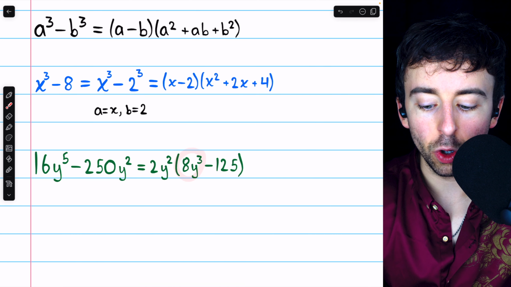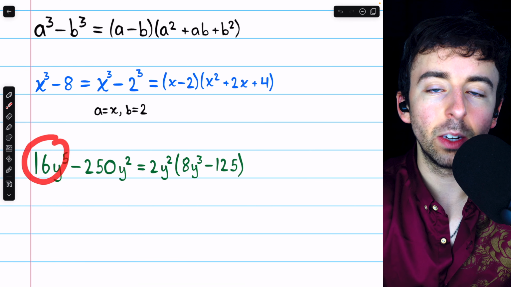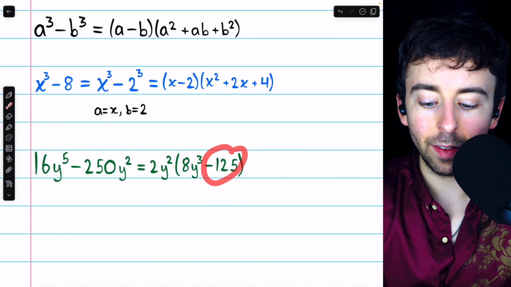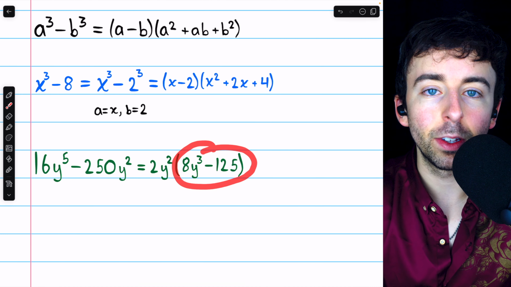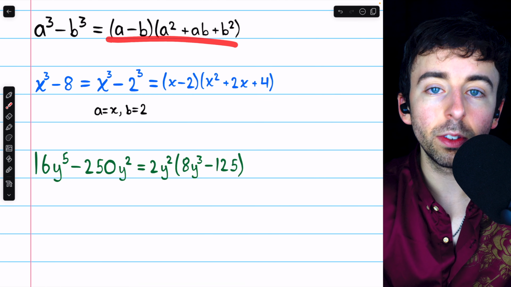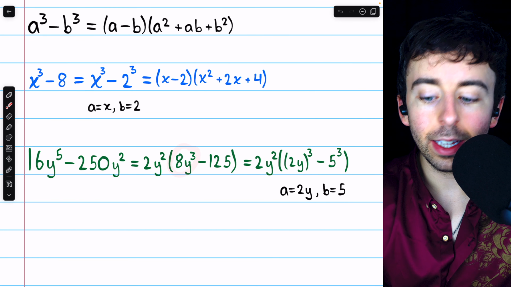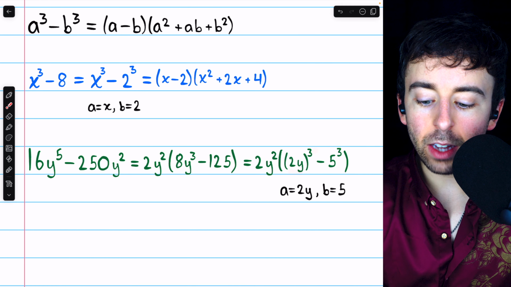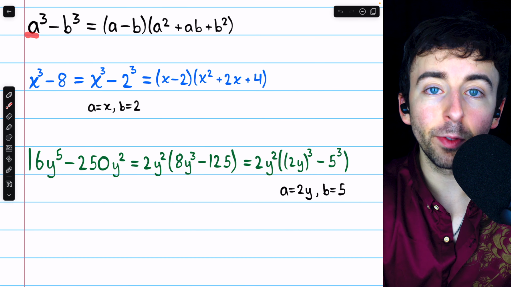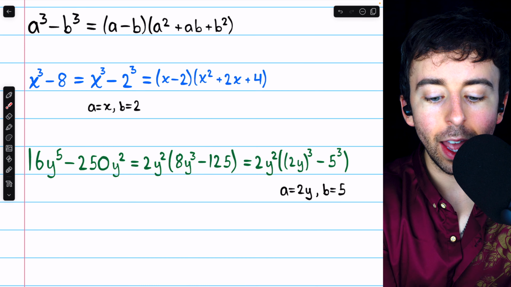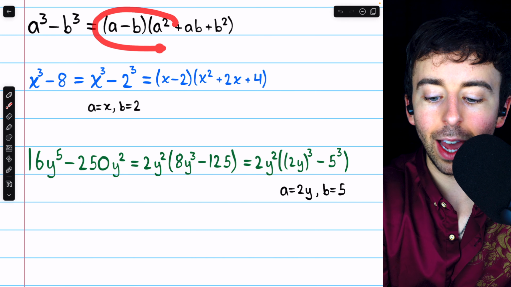That leaves 8y cubed minus 125, because 8y cubed times 2y squared would be 16y to the 5, and negative 125 times 2y squared would be minus 250y squared. Now this is a difference of cubes, and if we recognize that, we can use the factorization. We can rewrite it to make the cubes clear. 8y cubed is the same as 2y cubed, and 125 is 5 cubed. Thus, we see a, the first thing being cubed, is 2y, and b, the second thing being cubed, is 5. With this recognized, we can apply the factorization.